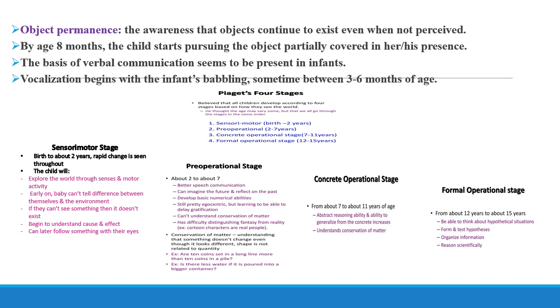At this stage, the child will be able to think about hypothetical situations. Hypothesis, by now you all know, and they can also form and test hypotheses. They can organize information as well, and they can reason everything scientifically by the age of 12 to 15 years. Okay, so that is the formal operational stage. So with these four stages, we get to know how Piaget has studied all the stages.